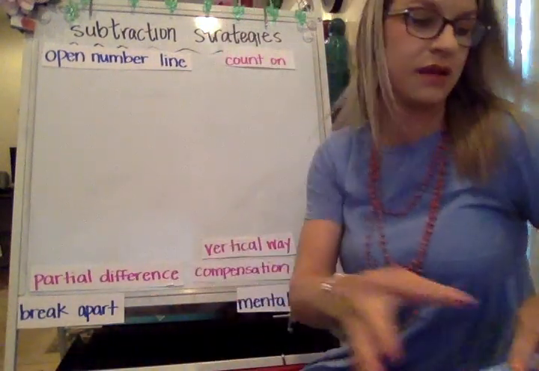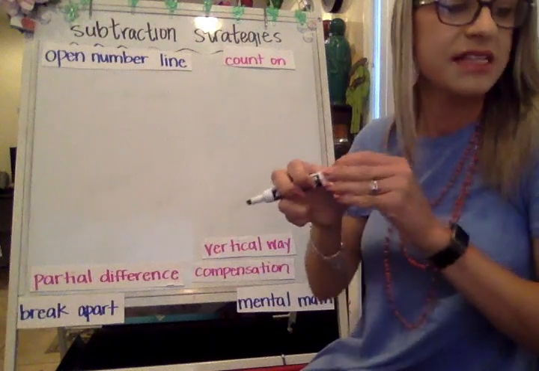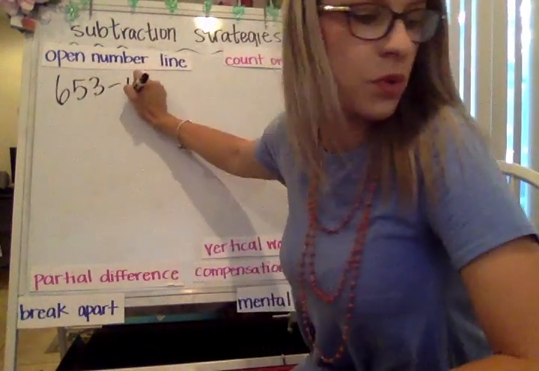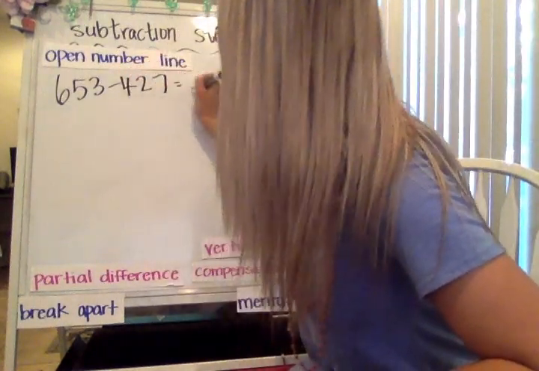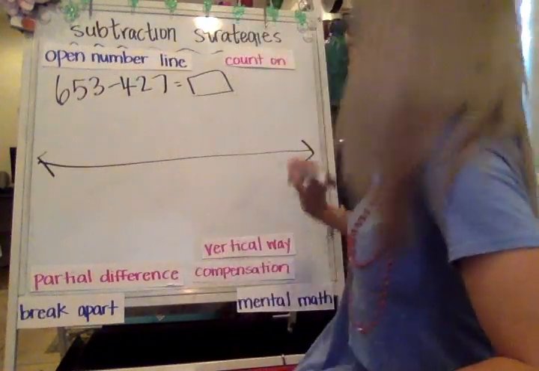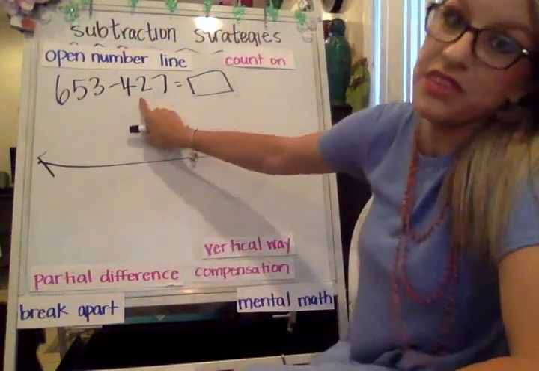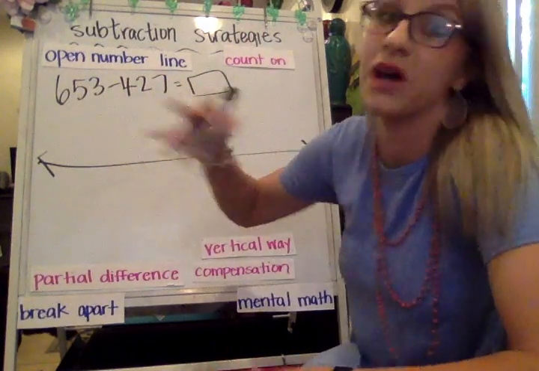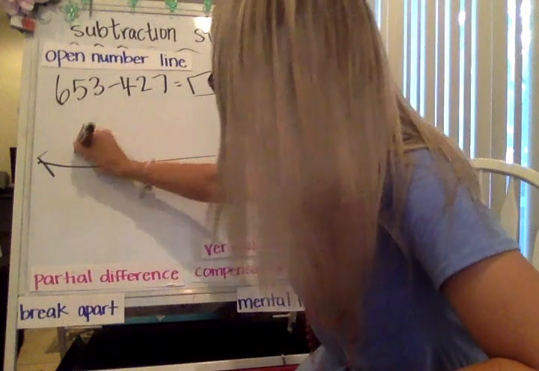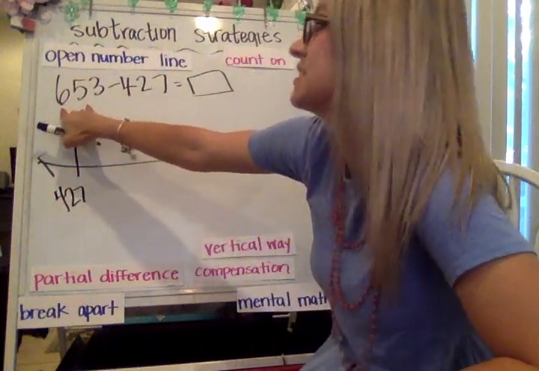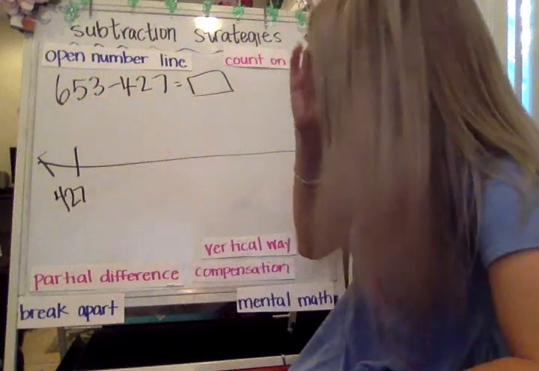All right, so next one for counting on, 653 minus 427 equals some magical number. Remember, open number line, we're just drawing out our arrow. We're going to start with this smaller number, 427, because we are counting on, so we're going to keep on counting up from there. So 427, we're trying to get to 653.